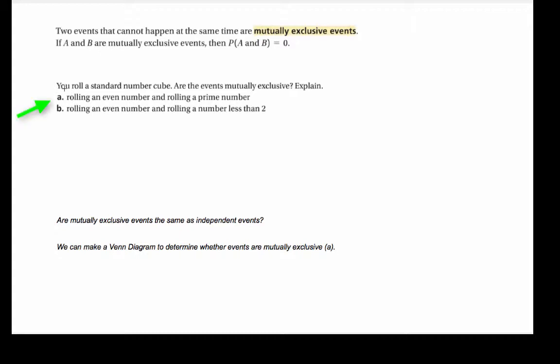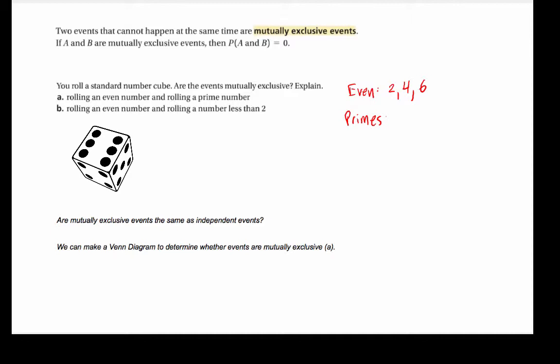So here's an example. You roll a standard number cube, our standard 6-sided die. Are these events mutually exclusive? Part A says rolling an even number and rolling a prime number. If we roll a standard die, our even numbers could be a 2, a 4, or a 6. Our primes, remember, are numbers that are only divisible by themselves and 1. So we have a 2, a 3, and a 5.